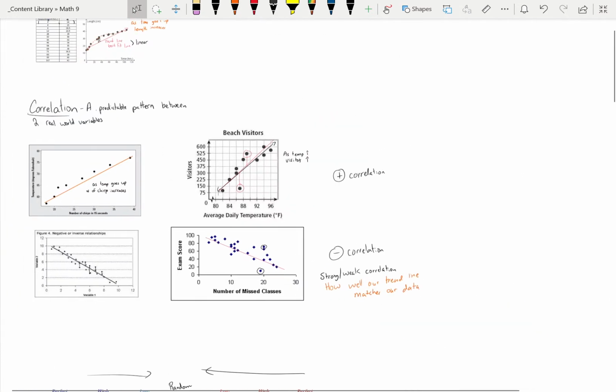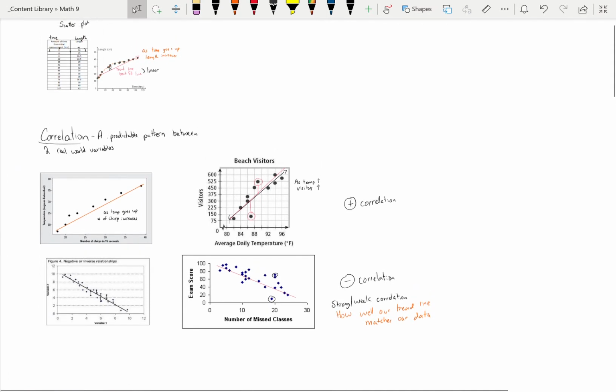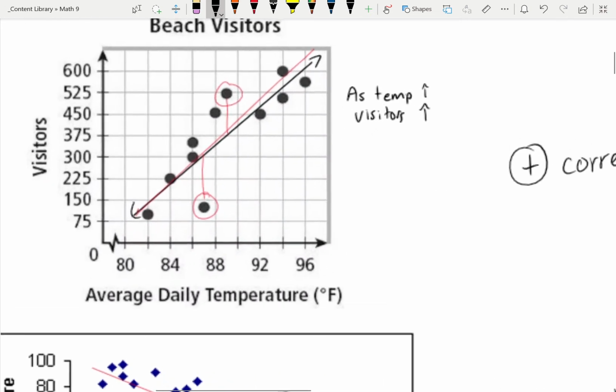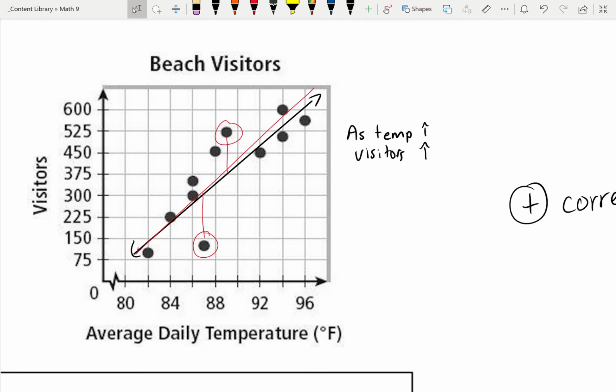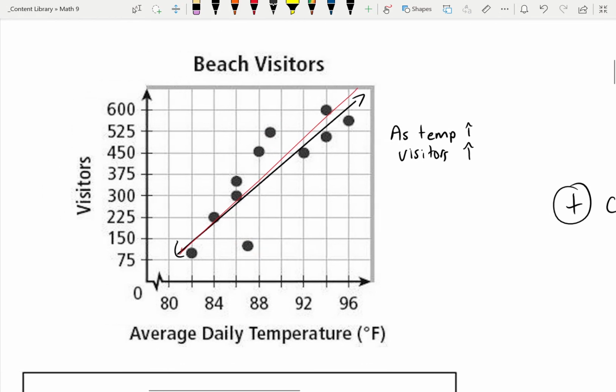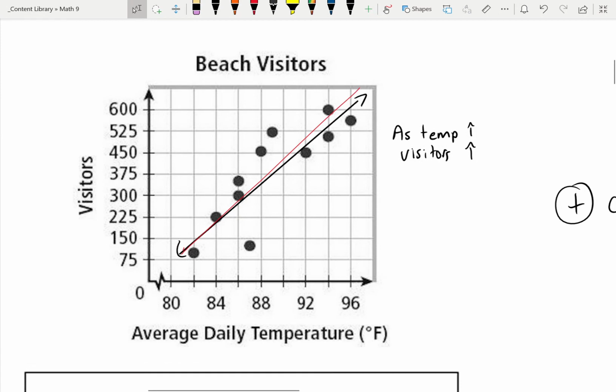Now, that is related to how closely connected these are. But there are so many factors when we think about real life. If I think about this for a second, there's a reason why these points are not perfectly on the line, why the average daily temperature is connected to beach visitors. We can see that there is a relationship. When the temperature's low, like around 80, I'm not going to find 600 people at the beach, most likely. But it's not a perfect relationship.